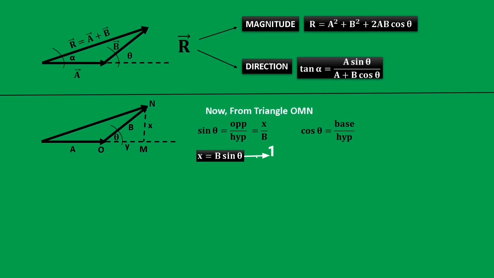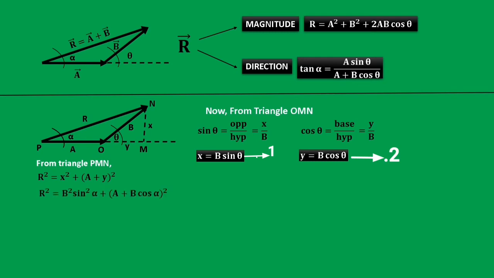Similarly, we have cos theta equals base divided by hypotenuse, which is equal to Y by B. From this, Y equals B cos theta, and name it as equation number 2. We have alpha as the angle between the resultant vector and the vector A bar. The triangle PMN represents a right angle triangle, and by applying the Pythagoras theorem to this triangle, we get R square equals X square plus (A plus Y) whole square. Name it as equation number 3.